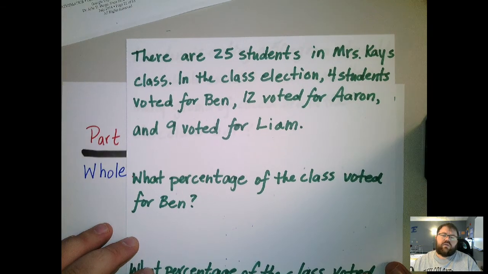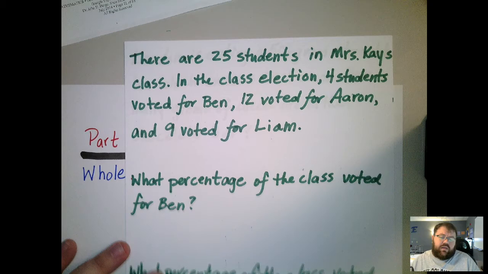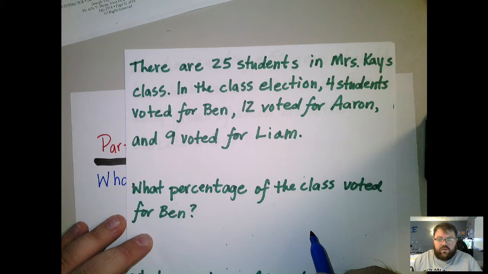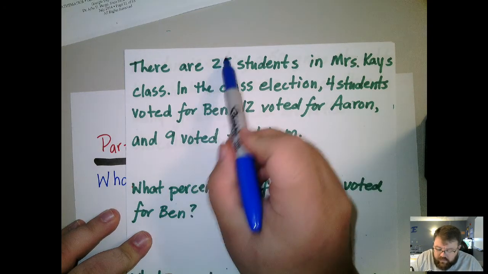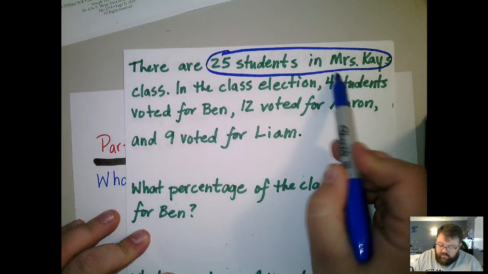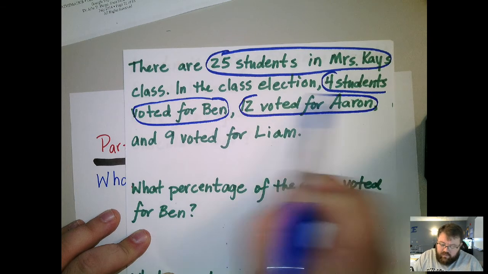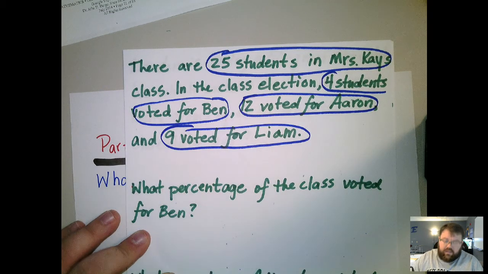There are 25 students in Miss K's class. In the class election, 4 students voted for Ben, and 12 students voted for Aaron, and 9 students voted for Liam. What percentage of the class voted for Ben? Right, let's go through and let's use cubes. We have 25 students in the class. 4 students voted for Ben, 12 students voted for Aaron, 9 students voted for Liam.